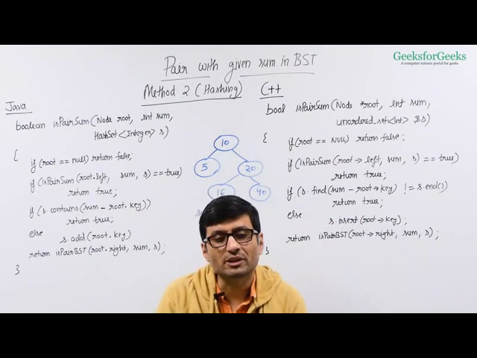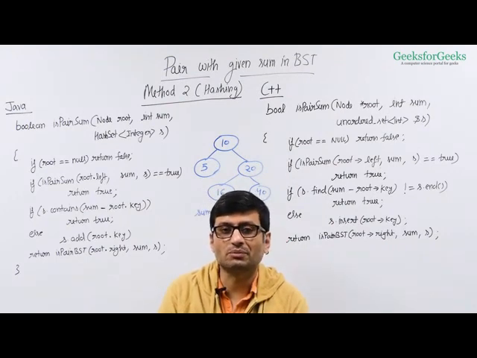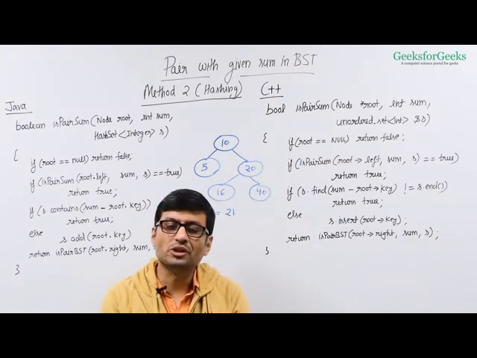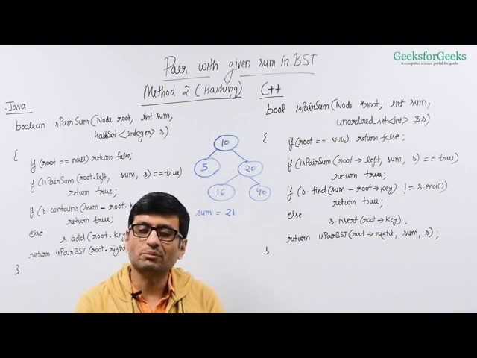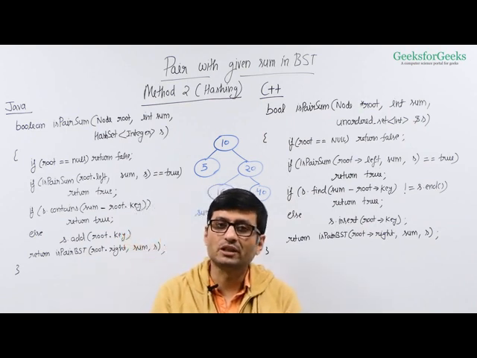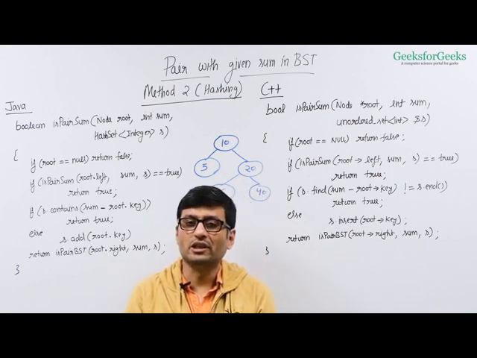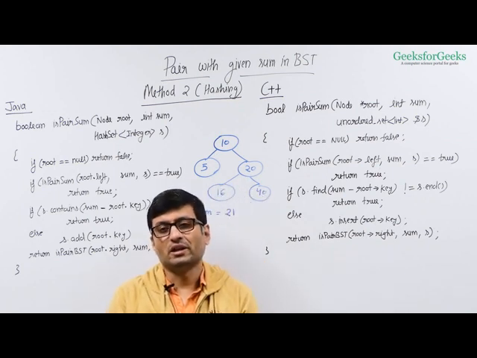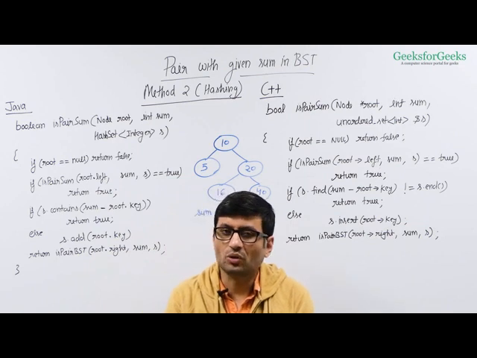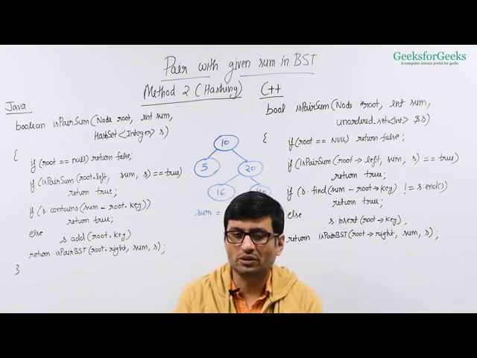So here are C++ and Java implementations of this approach. We first check if root is empty. In case your root is empty, you cannot have a pair with given sum, so you immediately return false. Then you traverse the left subtree. In the left subtree, if you find a pair, you return true. Then you check for the current node.